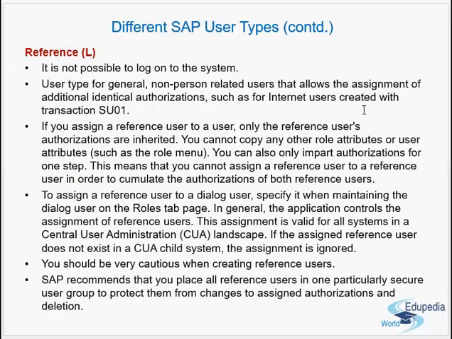And the last one is the reference user ID. This is not used to log on to the system. It's just created in the system, and other non-reference user IDs can be assigned to this reference user ID so that they inherit the authorizations from it. Generally this reference user ID is used in exceptionally rare cases. SAP says to put all the reference user IDs in one user group, because you should be very cautious while creating and using these reference user IDs.